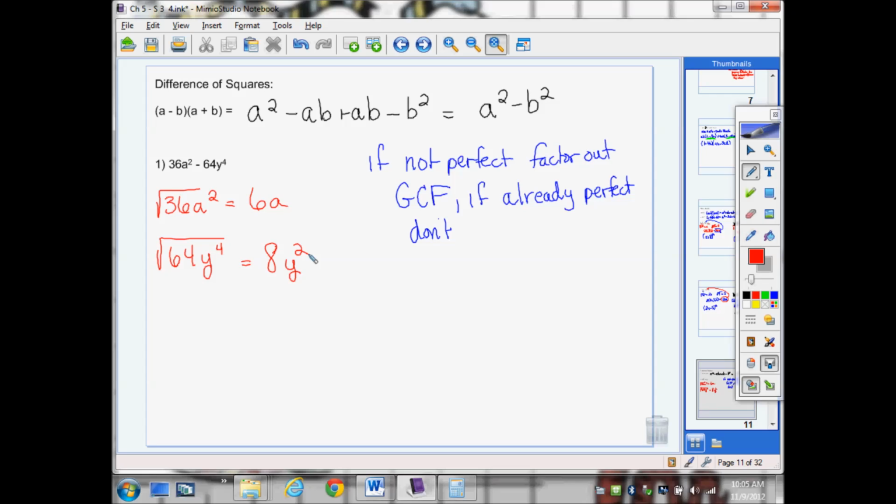So the factored form: I take the first and add the second. I take the first and I subtract the second. So anytime you have a perfect square, that's a difference of squares, square root of each term, and then it'll be plus minus.